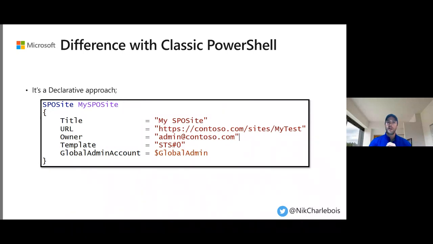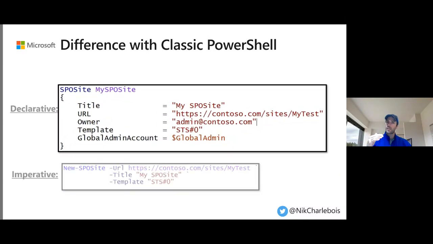In this case, what I'm defining is I want to create a new SharePoint Online site, so an SPO site, that has the title My SPO Site, that has the following URL. The owner is going to be admin at Contoso. So you define what the properties are. And then you just run that, and then we'll bring the environment into that desired state.